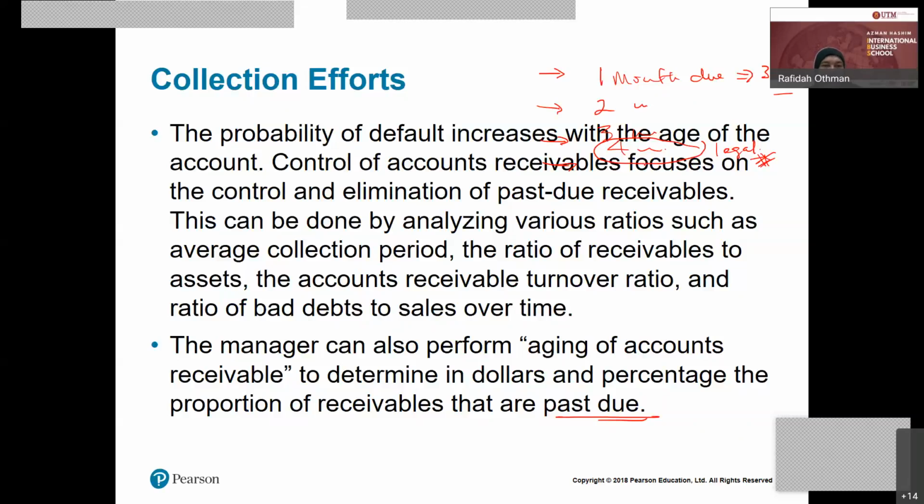And the last part is when they declare bankruptcy and it is confirmed that you won't be able to receive those amounts, then only do you put it into bad debt. Okay, so this is on the collection effort.